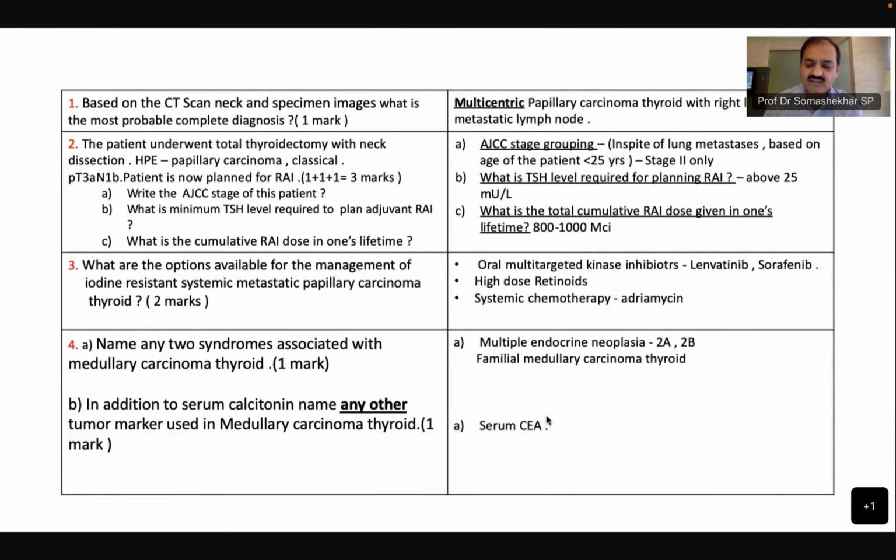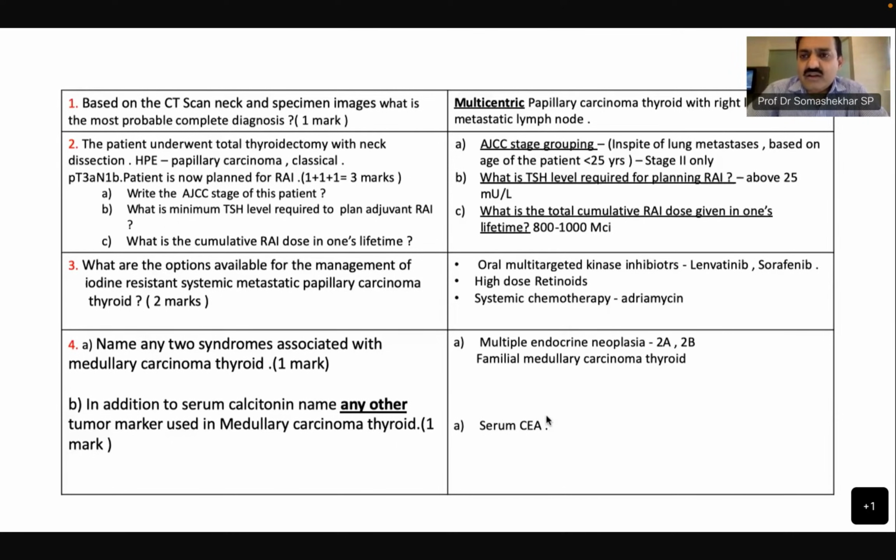In all cancers, higher stage has bad prognosis: stage 2 better than 1, stage 3 better than 2. Exception is Wilms tumor, stage 5 is bilateral, it has better prognosis than stage 3, 4. And then hepatoblastoma, stage 2 is post-neoadjuvant chemo; it has better prognosis than stage 1. So these are the only exceptions. Remember this in exam, okay? So AJCC stage, in spite of lung metastasis, since the patient is young, 35 years, it is only stage 2.